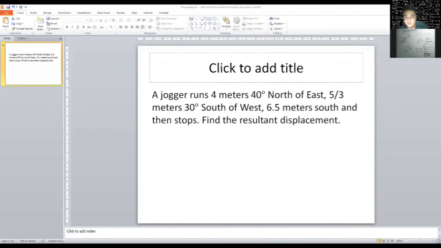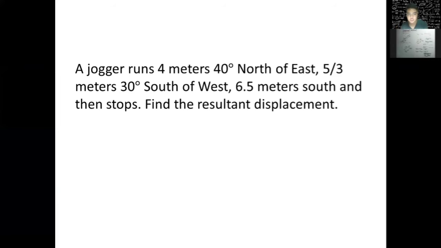Okay, so we have this example. Suppose we have a jogger who runs 4 meters, 40 degrees north of east. While reading, let's write it down. So the jogger runs 4 meters, 40 degrees north of east. That is a displacement. So displacement A is 4 meters, 40 degrees north of east.